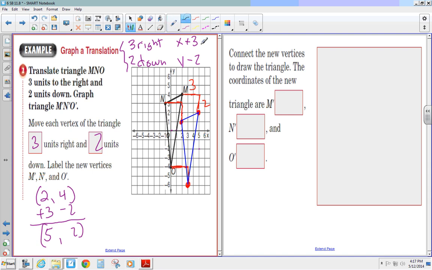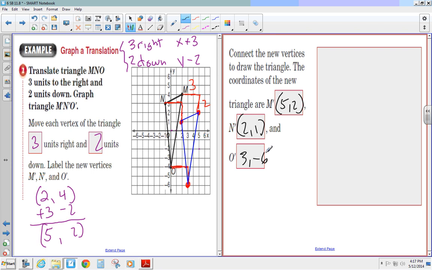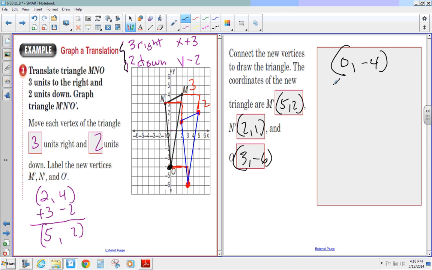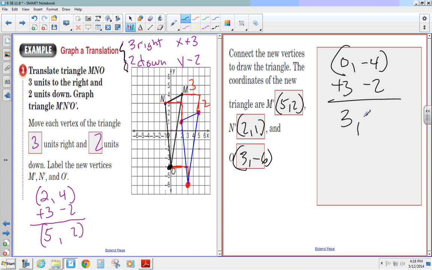We know one of our points, M, is 5, 2. We know another point, N, is 1, 2. And our last point is 3, negative 6. And again, we come up with that number by looking at 0 on the x, negative 4 on the y, and from right here, add 3 to x, subtract 2 from y. So our final is 3, negative 6.